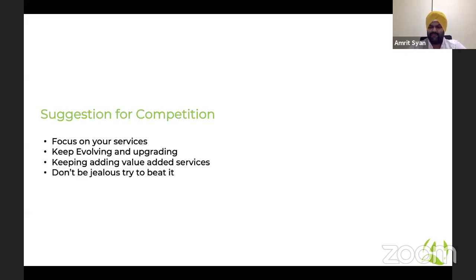Try to beat them. Try to do better than them. If this guy is doing this, don't look at how he managed it. Try to make your own way. Try to make it your own style. And I'm pretty much sure that by focusing on your work, by making it your way, by giving a value-added service, by evolving and upgrading, competition cannot touch you. Competition cannot touch you if you follow these simple four points.